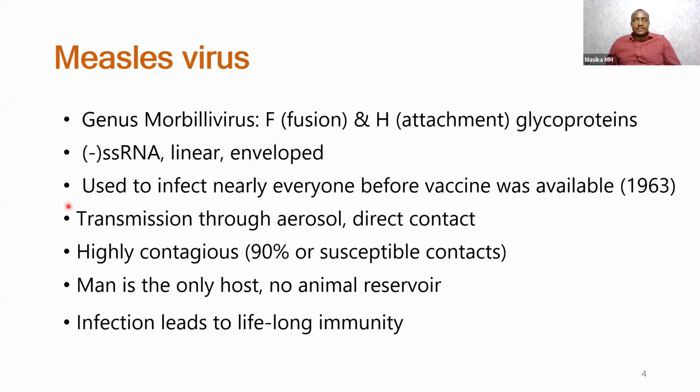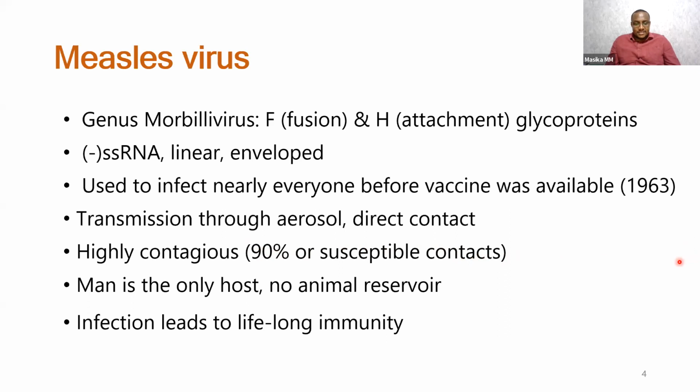And the virus used to infect nearly everybody before the vaccine was introduced in 1963. So it was very common, and the vaccine changed that. Transmission is usually through aerosol or direct contact. It's highly contagious, with more than 90% of susceptible contacts being infected. What was the rate for HIV? For HIV, you have about 8,000 infections for every 1,000 contacts.